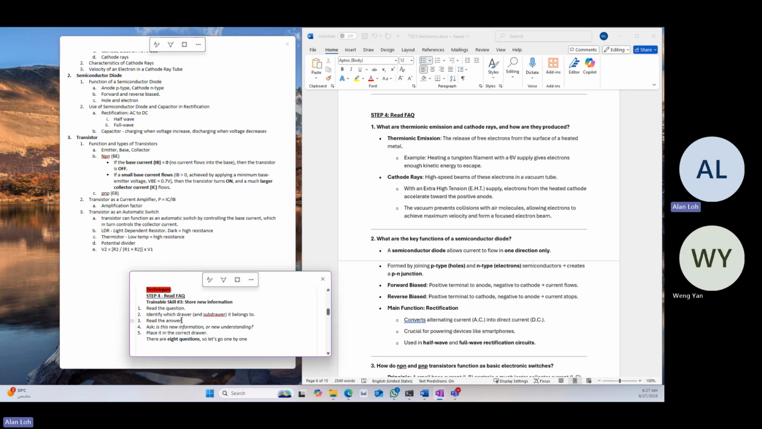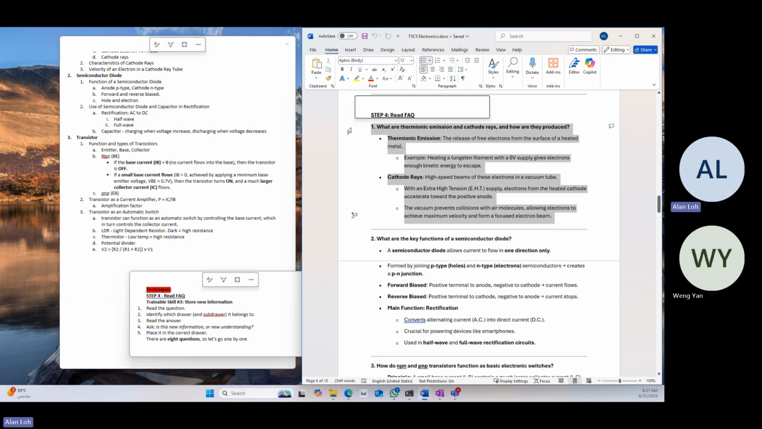then you identify which drawer. Then you read the answer, and you see if there is new information or new understanding that you have, and place it into the right drawer of yours. By now, your drawer should be having more and more information, more and more story. And there are eight questions.